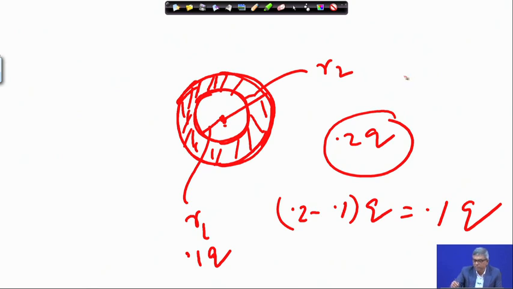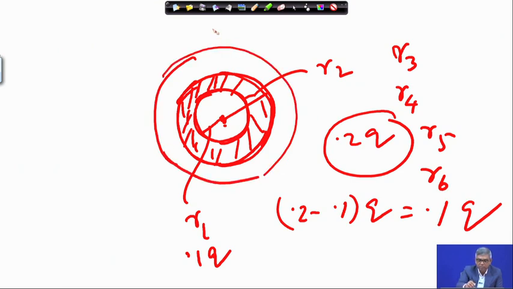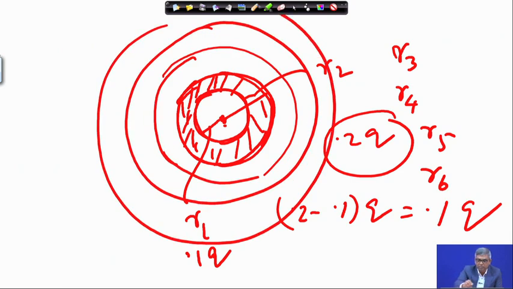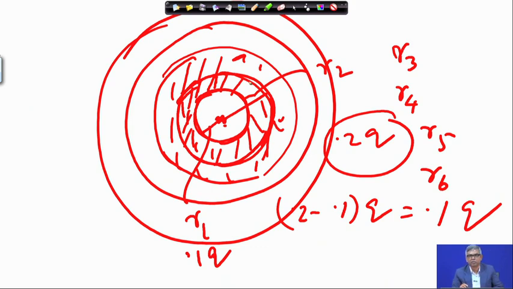Similarly, keeping z the same, I will draw r3, r4, r5, r6, different circles like that. Whatever the radius, if the depth is constant and you get the corresponding radius, then the effect of each annular area at the same depth will be constant, that is 0.1 q. So, that is the idea that will be used for drawing the chart.